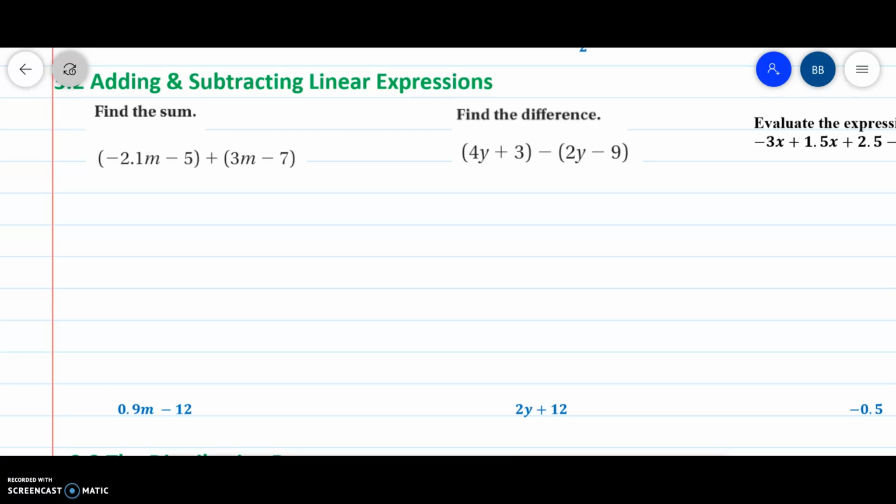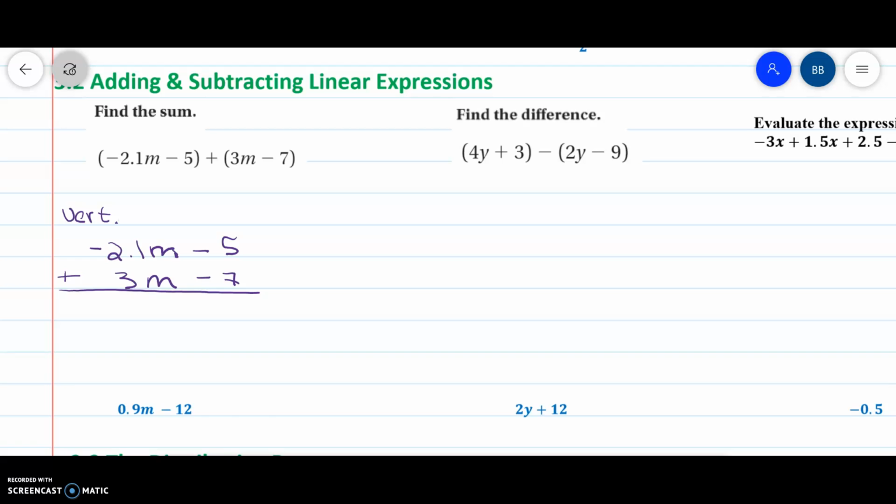Okay, so for the first problem, there were two ways that we learned to do this. There was the vertical method and then the horizontal method. I'll show you both quickly because it'll be a good review for the quiz. So for the vertical method, we line up our like terms for each expression. So we have negative 2.1m minus 5, and then we have 3m minus 7. And we're adding these things together.